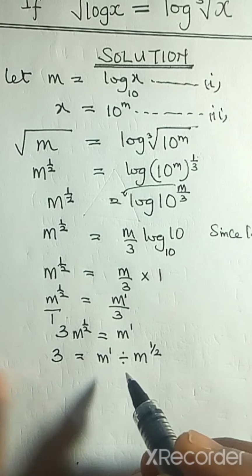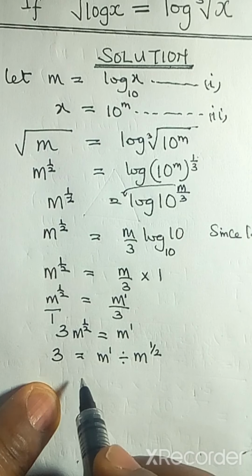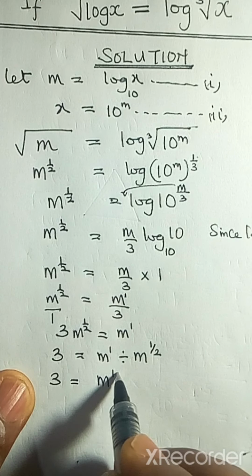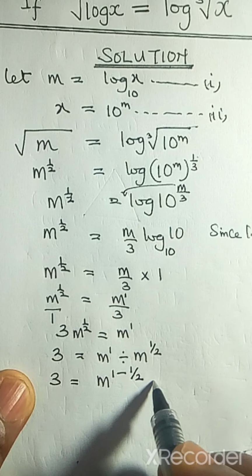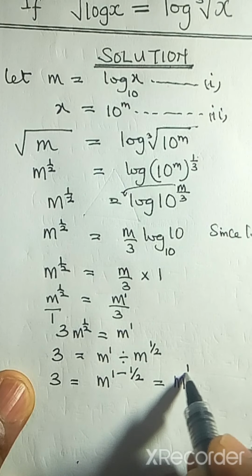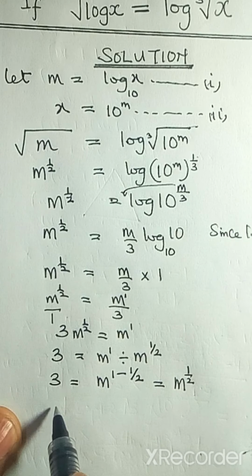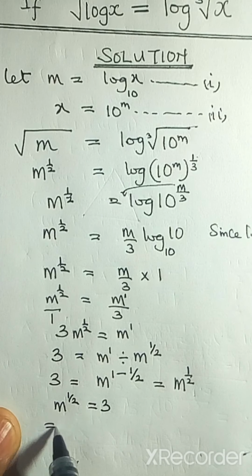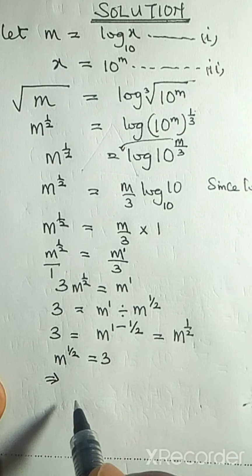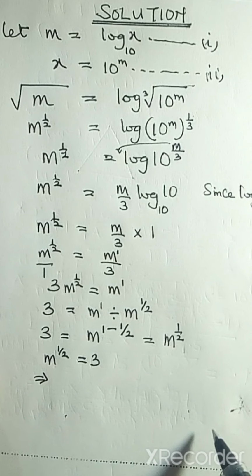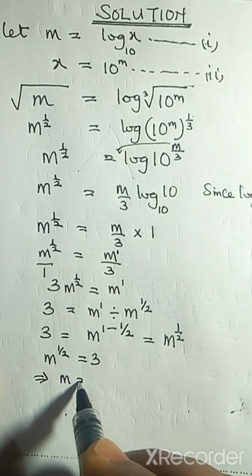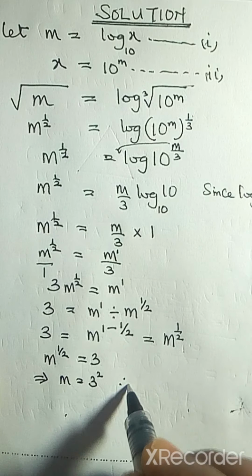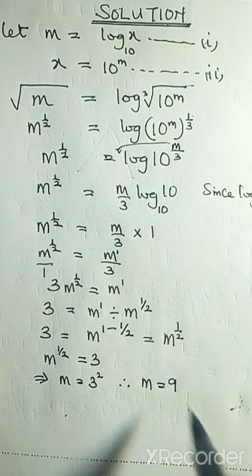Now applying the division law of indices to this side, 3 equals m to the power of 1 minus 1 over 2, which is the same thing as m raised to the power of 1 over 2. Okay, now if m raised to the power of 1 over 2 is equal to 3, it implies that m is equal to 3 raised to the power of 2. That is when you square both sides. So therefore m equals 9.